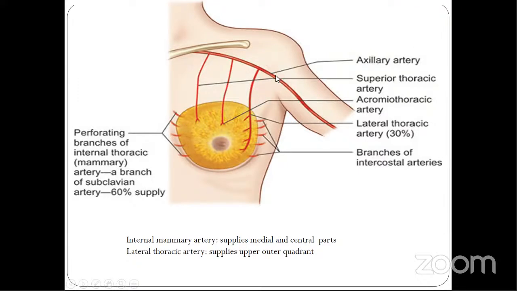Here, as we can see, the axillary gives the lateral thoracic, which supplies about 30%. The rest of the blood supply of the breast comes from branches of the axillary like the superior thoracic, acromiothoracic, and intercostal arteries. Brief blood supply of the breast: internal thoracic 60% and lateral thoracic about 30%.